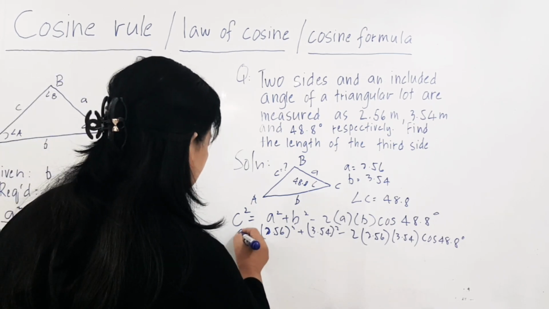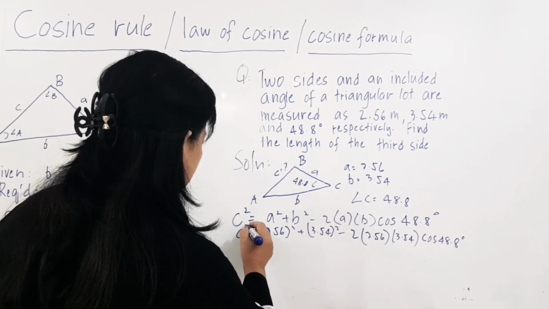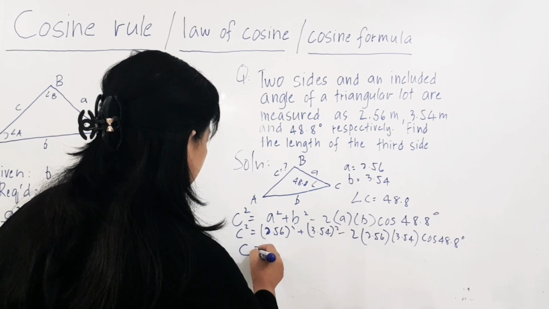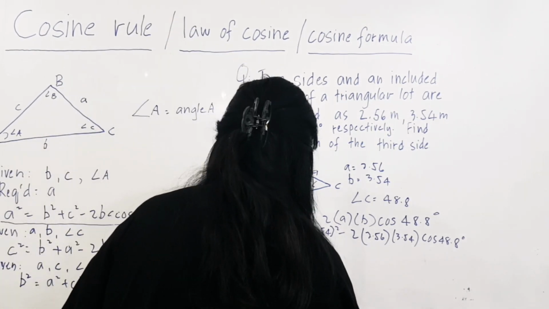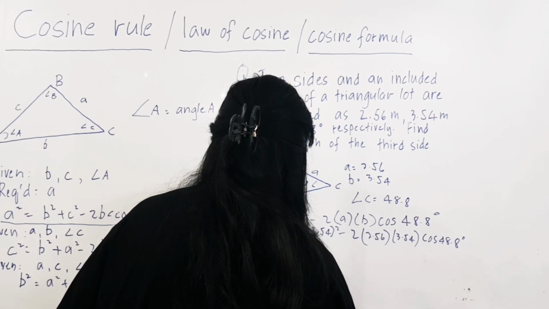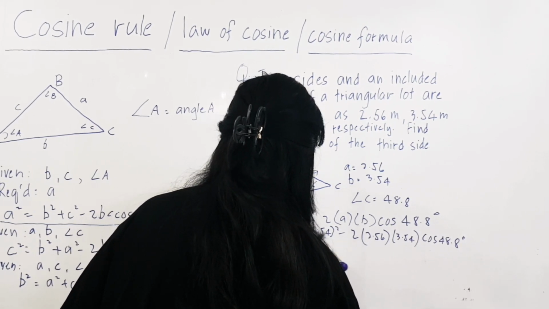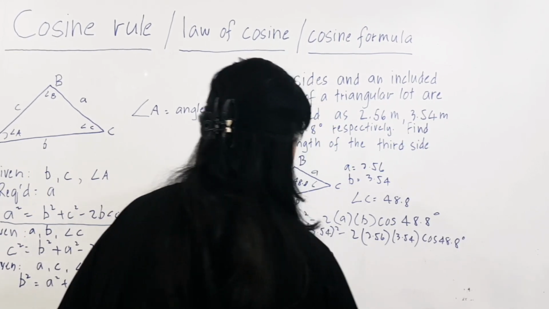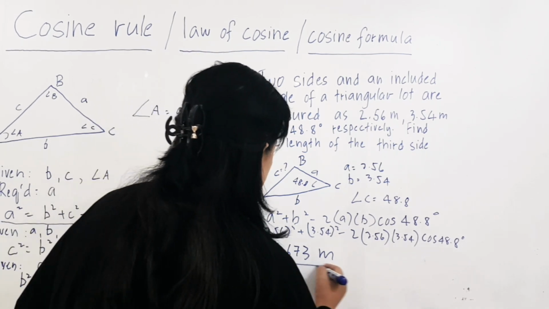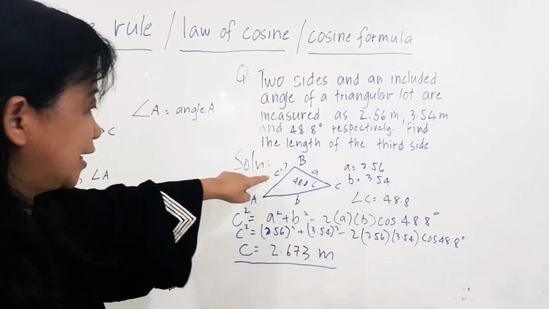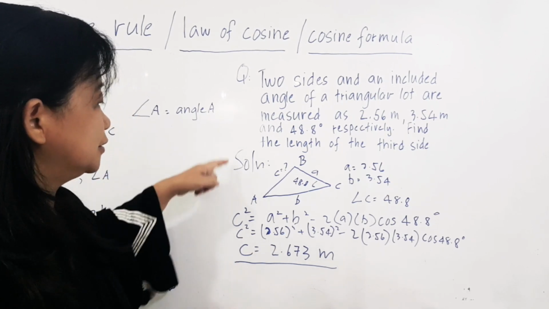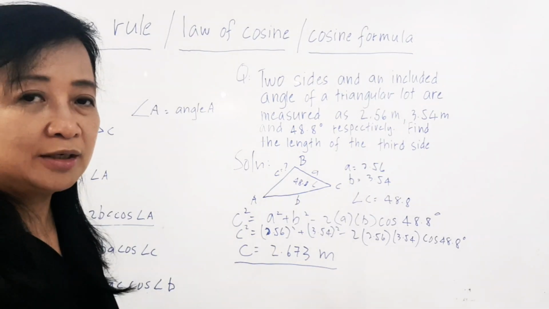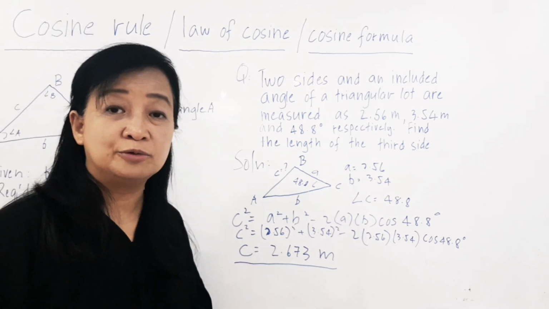Therefore, simplifying all this, C is equal to 2.673 meters. This is the answer for side C. So this is how we will use the cosine rule or law of cosine or cosine formula.